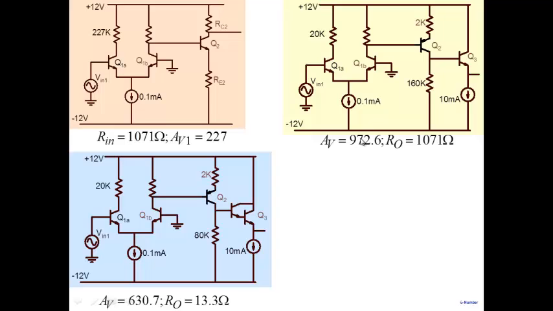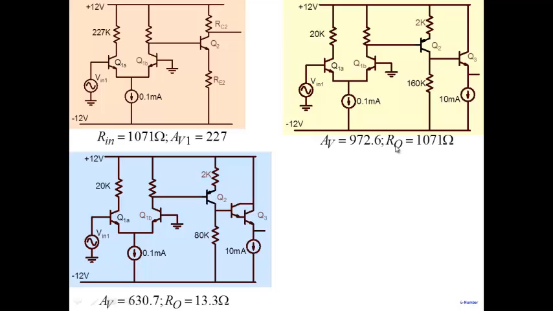But the problem with this particular stage was that the output resistance looking from here was large because we had to use a large resistor here. And we had to use a large resistor here because the input resistance, when you look from here, should not load the previous stage. So that requires that this resistor be large, and then the ratio of these two resistors gives us the gain. So this resistor becomes large, and that causes the output resistance to become high also.